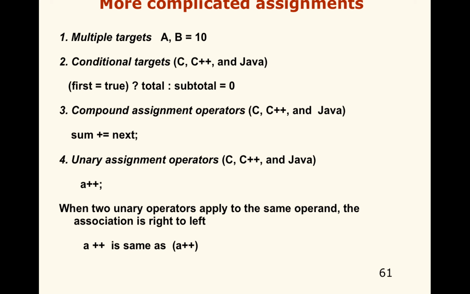So here's some more complicated assignment expressions. We can assign multiple targets. For example, and this works, we can go A comma B is equal to 10. Or conditional targets that work in C, C++, and Java: first is equal to true, then we have a question mark, total, colon, subtotal is equal to 0. Those are conditions, if it's true.